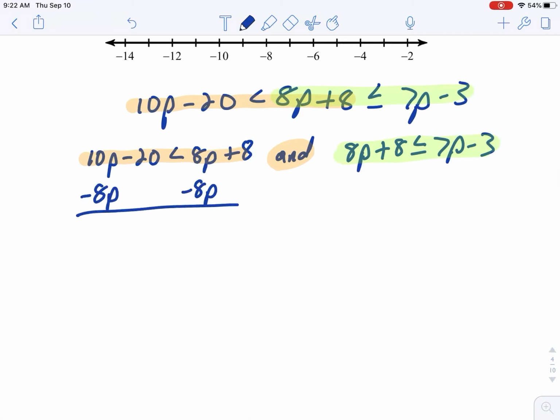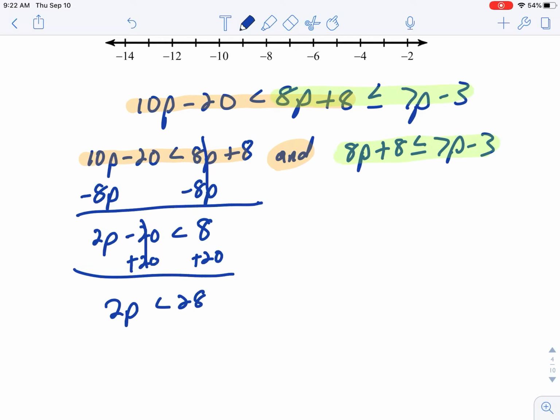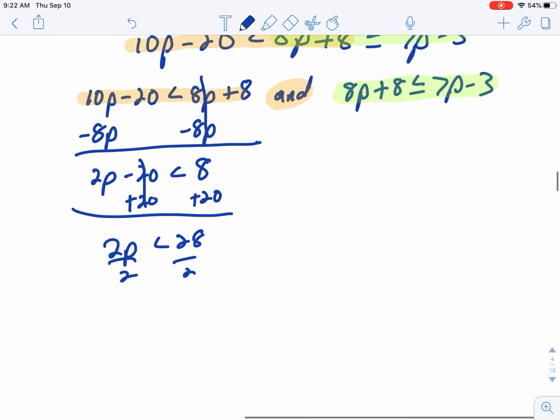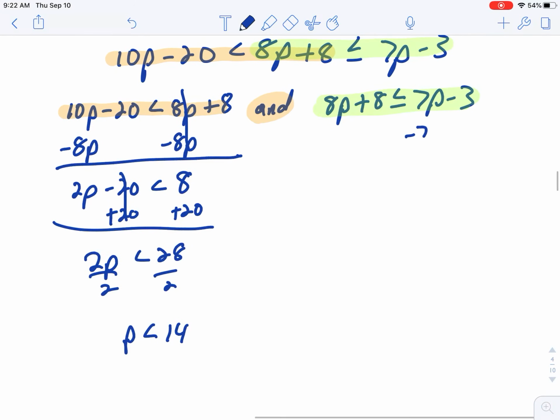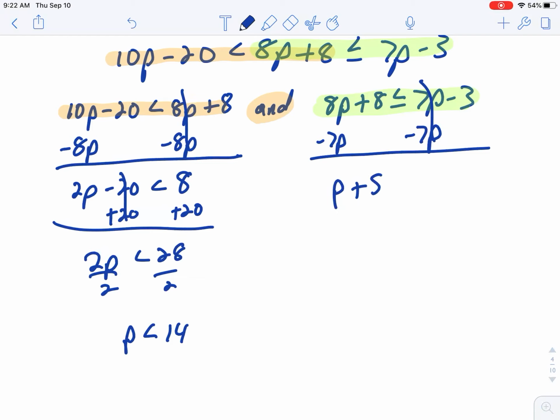I'm going to subtract 8p. 2p minus 20 is less than +8. Add 20 to both sides. 2p is less than 28. Divide by 2. P is less than 14. I'll work this other one out. Subtract 7p. P plus 8 is less than or equal to -3. Subtract 8. P is less than or equal to -11.